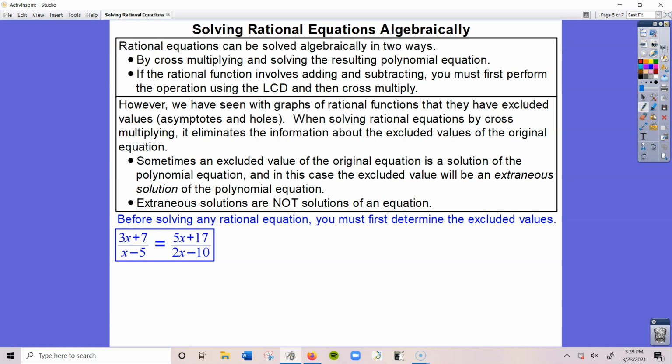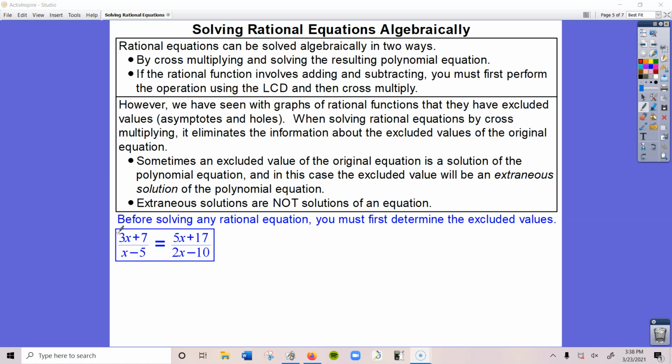Now let's look at how we solve rational equations. Now when we're solving rational equations, we can solve this in two ways, and that depends on how the rational equation is written. This one, for example, can be solved by cross-multiplying and solving the resulting polynomial equation. However, if your rational equation has rational expressions that are added or subtracted, then you may need to find the LCD, combine, and then cross-multiply. However, I'll show you a shortcut for that.